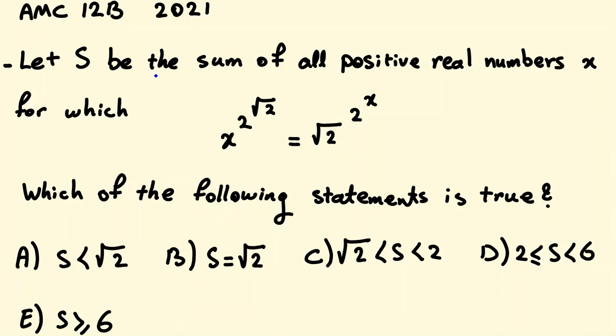It says let S be the sum of all positive real numbers x for which x to the 2 to the square root of 2 equals root 2 to the 2 to the x. Which of the following statements is true about S: less than root 2, equal to root 2, greater than root 2 and less than 2, greater than or equal to 2 and less than 6, and S is greater than or equal to 6.